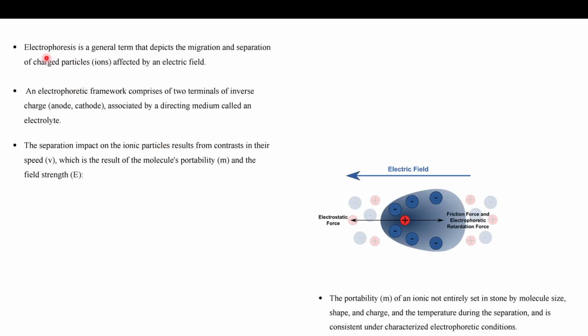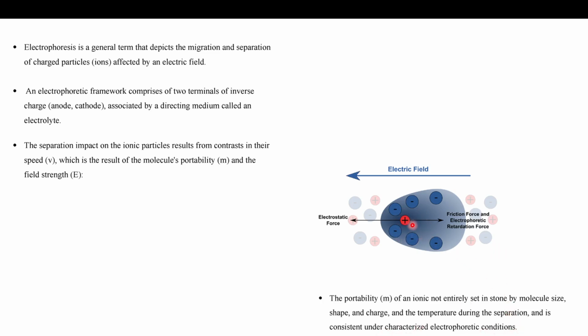Now, just to summarize, electrophoresis is the migration and separation of charged particles under an applied electric field. There is an anode and a cathode, a positively charged electrode and a negatively charged electrode, and the separation of ionic particles results from differences in their speed, which is the result of the molecule's mobility and the field strength. The mobility, or μ, of an ion is determined by molecular size, shape, and charge, and the temperature during the separation. It is consistent under the characterized electrophoretic conditions.